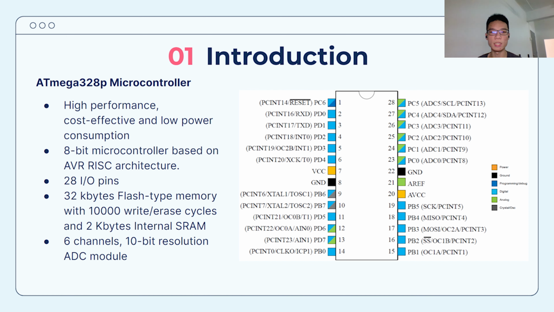Our group has chosen to design an ATmega328P based temperature monitoring system. It is based on AVR RISC architecture. It has 38 I/O pins, each with different functions. It has ample program and data memory. It provides a 6 channels 10-bit resolution ADC module.